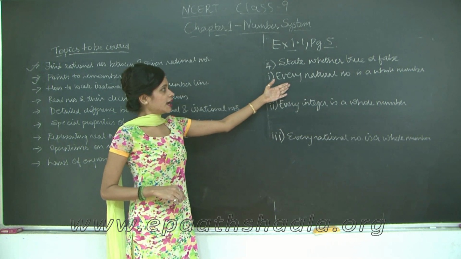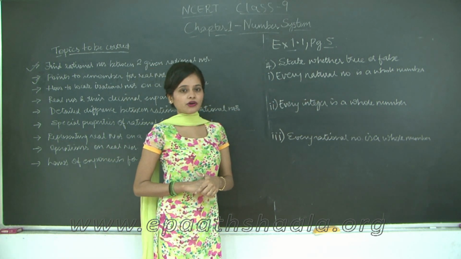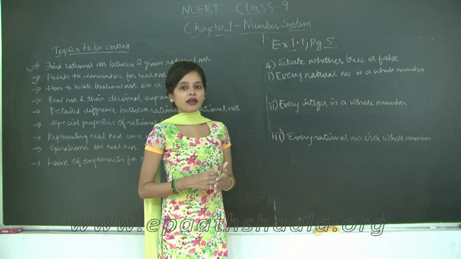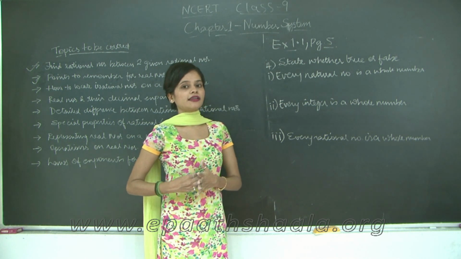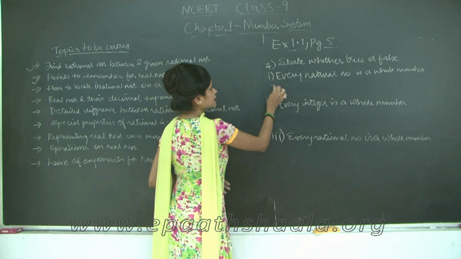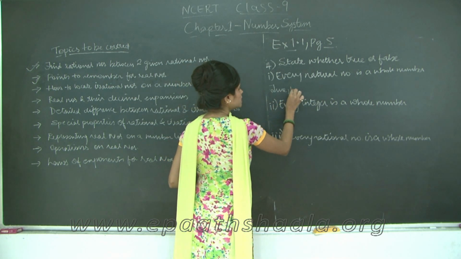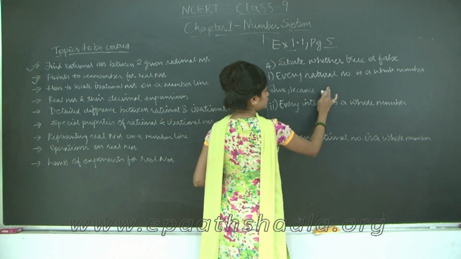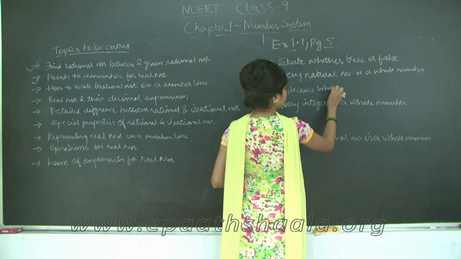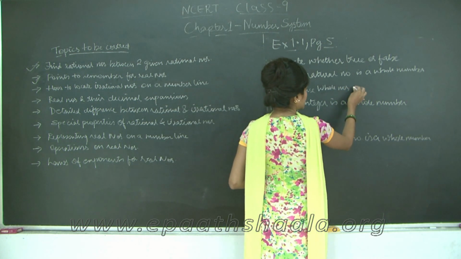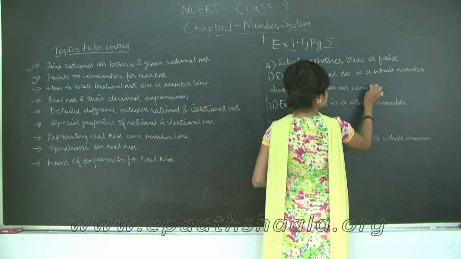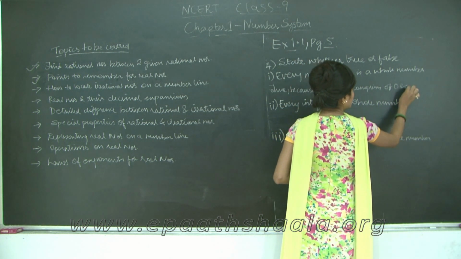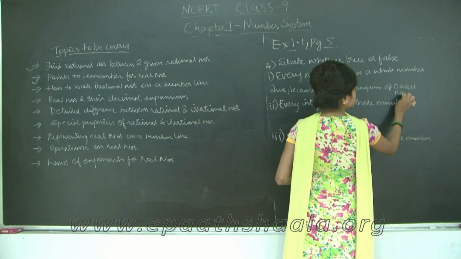So for the first one, every natural number is a whole number. What do you think? Yes, every natural number is a whole number because whole numbers comprise 0 as well as all the natural numbers. So I am going to say that this statement is true because whole numbers comprise 0 and all natural numbers.